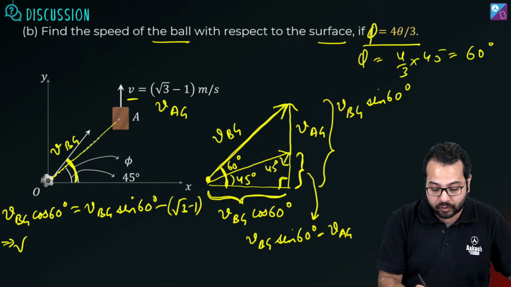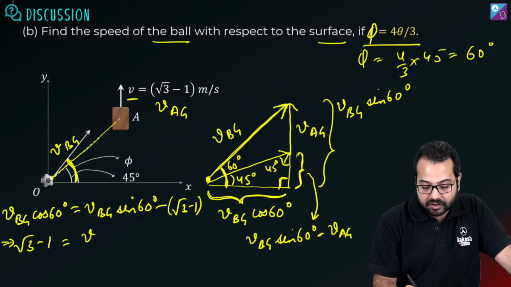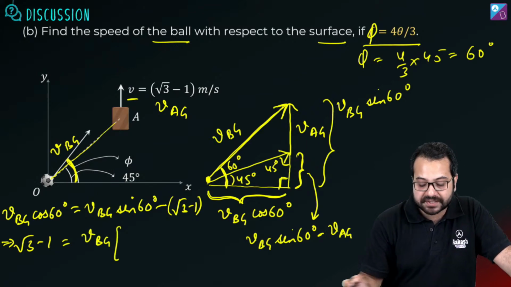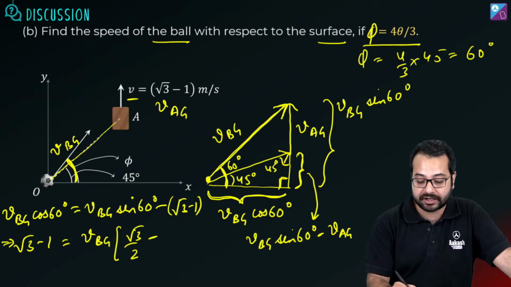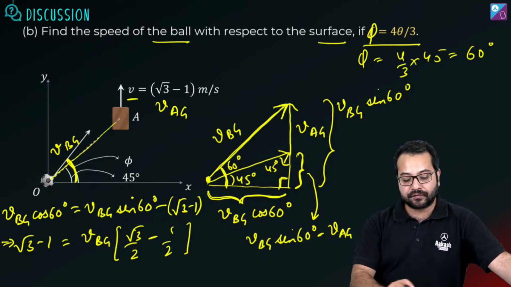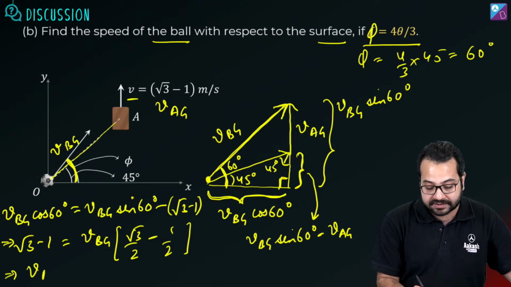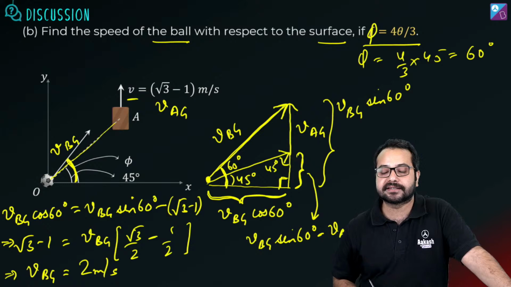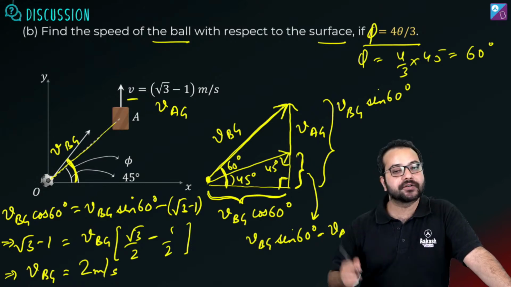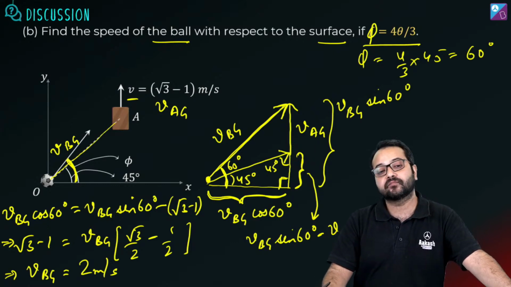So we are going to get root 3 minus 1 is equal to, now we can substitute like this, VBG, and this is going to be sine 60 degree, meaning root 3 divided by 2 minus, we'll have VBG cos 60 degree, and cos 60 degree is half. So if we take 2 common, root 3 minus 1 on both sides will get cancelled. So we will get the answer VBG is equal to 2 meter per second, and that is going to be our answer. Is that correct? Is this clear? Alright, so this is part B of the question.